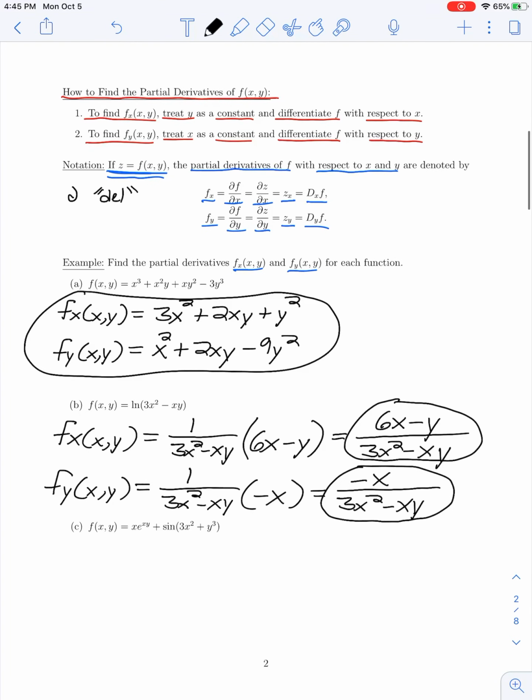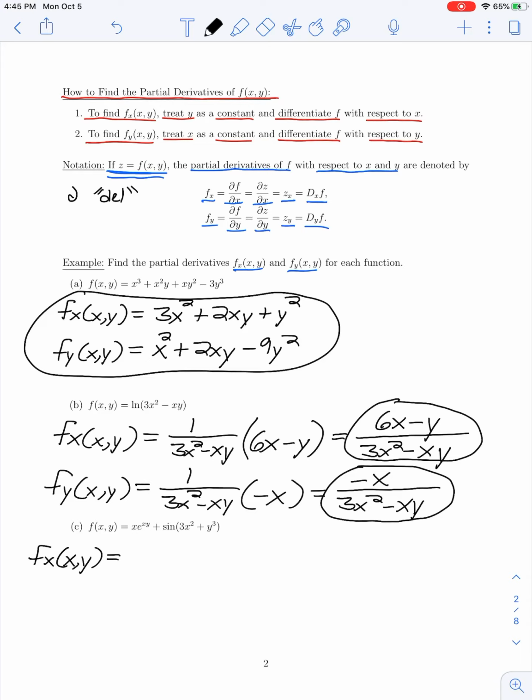Now in part C, we have f of x, y is x times e to the xy plus sine of a polynomial of x and y. So we'll need a few rules here when we're differentiating. So let's start with the partial derivative of f with respect to x. To differentiate the first term in our function, x times e to the xy, we have to make use of the product and the chain rules.